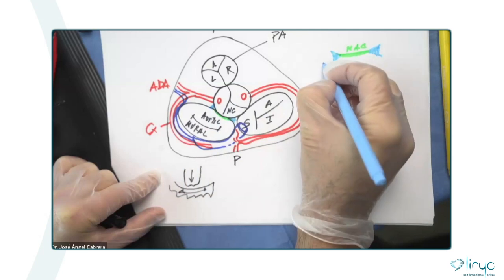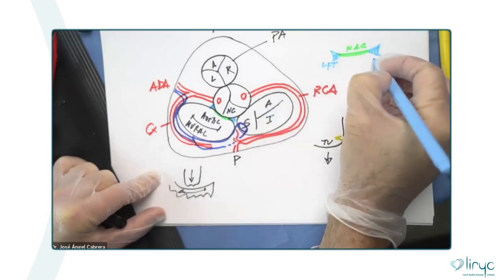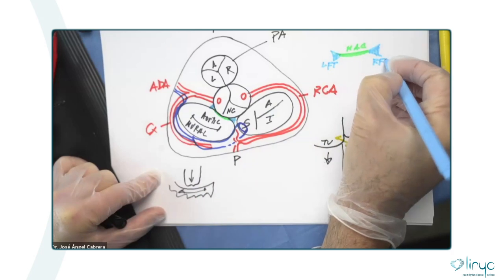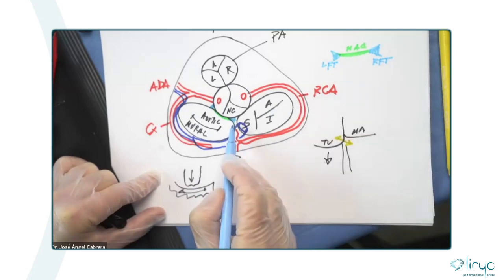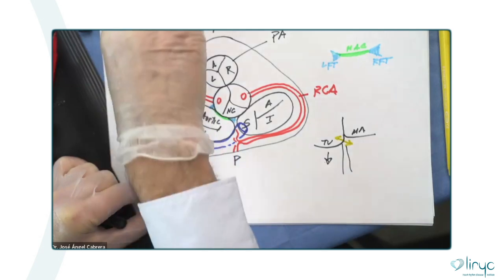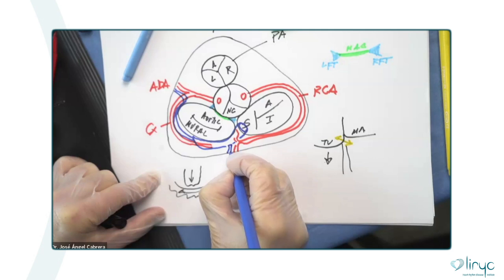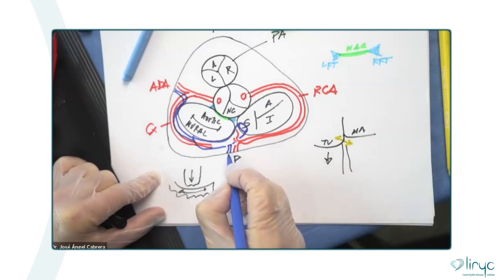This is the left fibrous trigon, and this is the right fibrous trigon. This is crucial because can you see this artery? This is the AV nodal artery. This is the posterior descending artery, and here this vein is the middle cardiac vein.